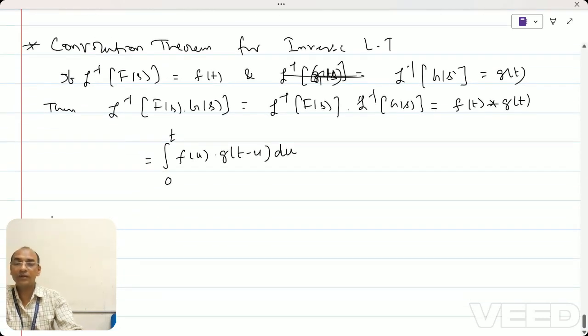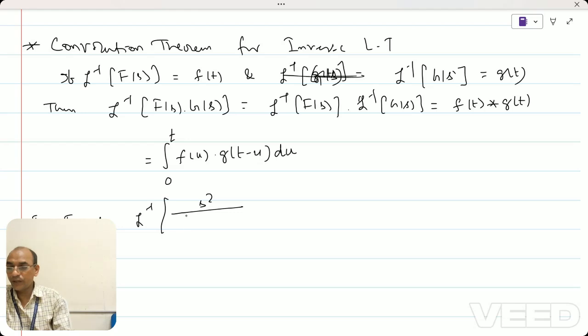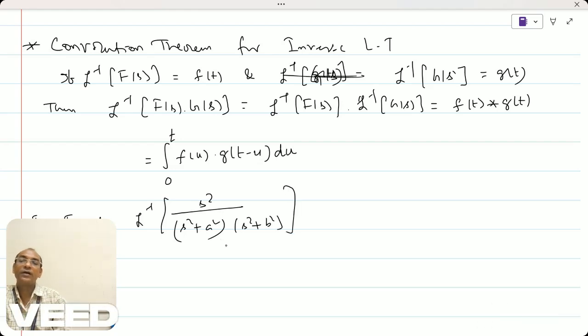Let me take one simple example here. Find L inverse of s square by s square plus a square into s square plus b square. Okay, so this is the thing. Here I may or may not mention using convolution, but it will be advisable to use the convolution here.